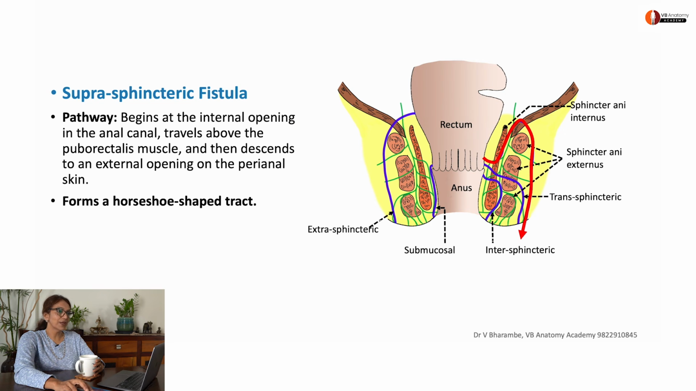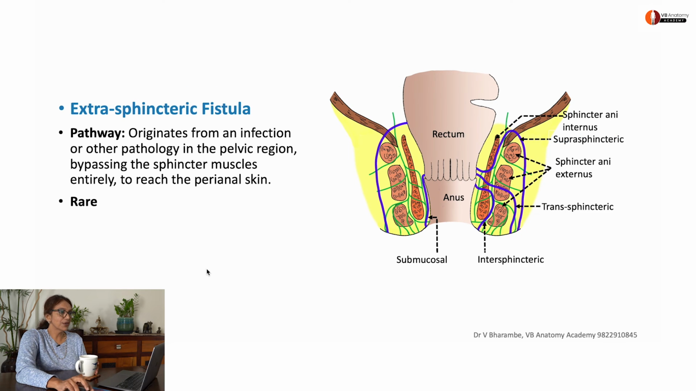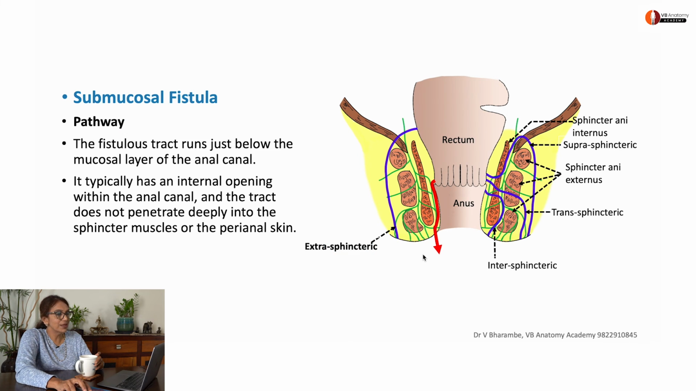Then you have suprasphincteric. It not only passes through the sphincters, but ascends up and passes through the puborectalis muscle and then descends downwards to the perianal skin. So the tract is somewhat horseshoe shaped. Then let's talk about extrasphincteric. This one does not bother about the sphincters at all. It communicates the anal lumen above through the sphincter muscles down to the surface. And you have something called submucosal, which does not touch the sphincters at all. It passes through the mucous membrane and submucosa to communicate the lumen to the skin on the surface.